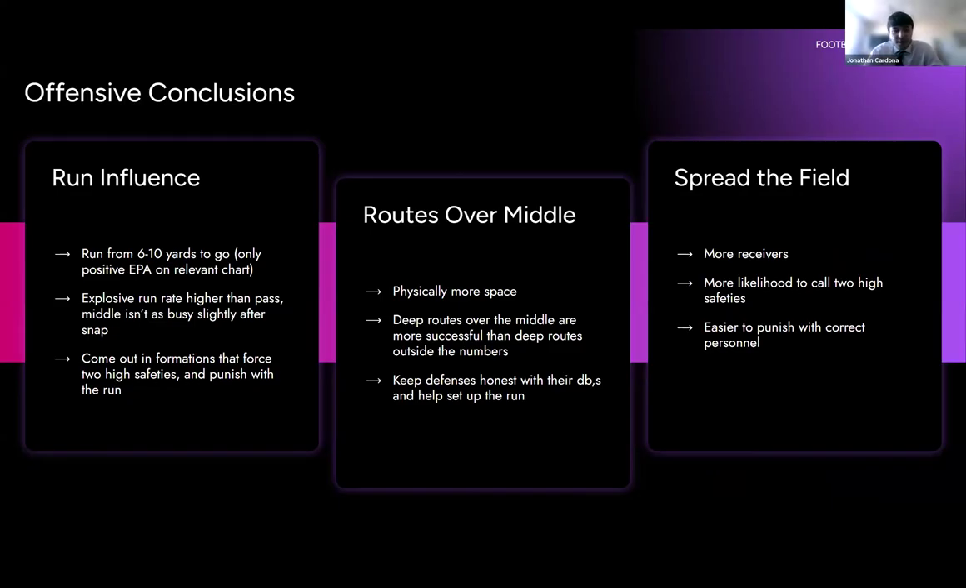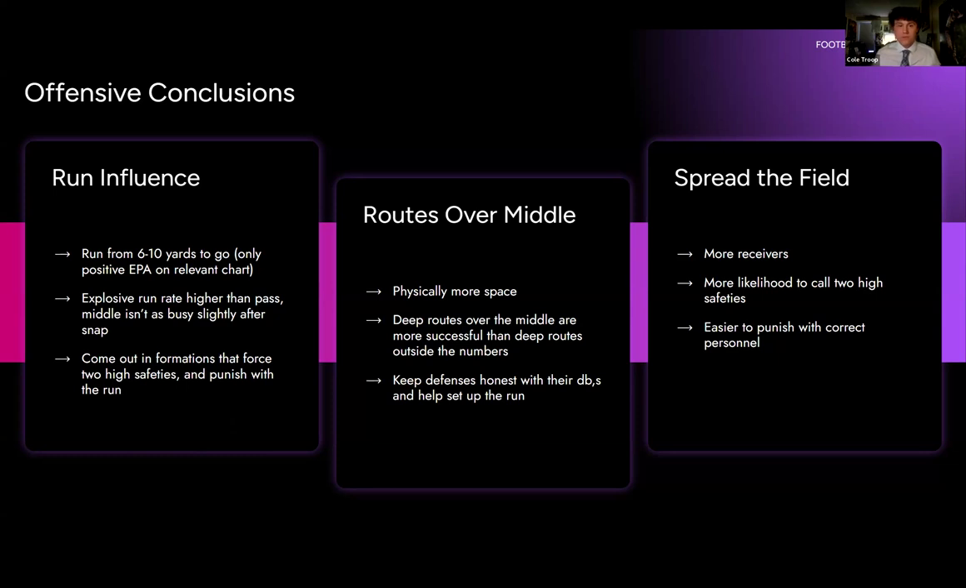As Cole just said, we found it really interesting how underutilized the run was against two-high safety, which makes sense because defenses will usually come out into high safety when they're expecting a pass. But we found that it is very effective to run, especially when you're going from 6 to 10 yards to go. And the run rate isn't necessarily higher than the pass, and the middle isn't as busy slightly after the snap. And also for the run influence, you come out in a formation that would make the defense assume that it would be a pass, so they come out into high safety, and then you punish them with hopefully an explosive run up the middle.